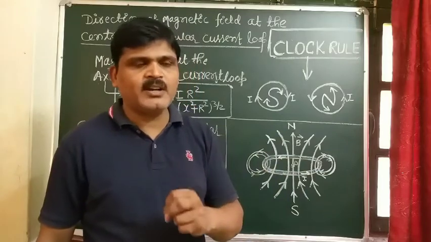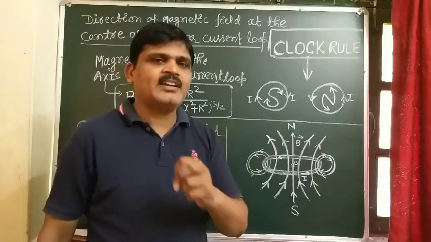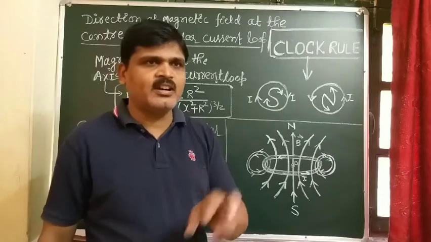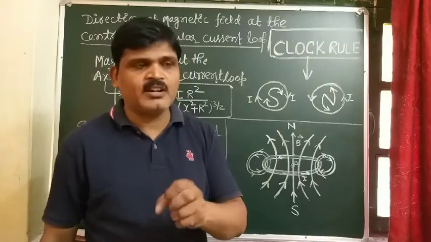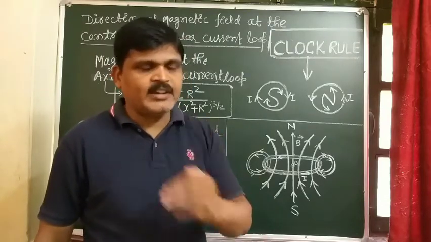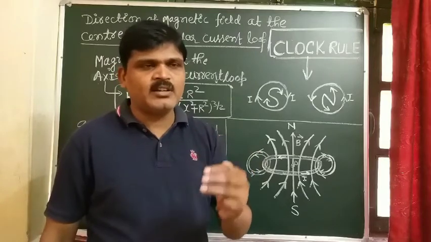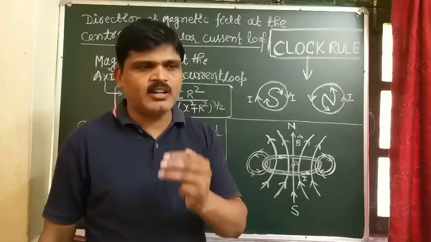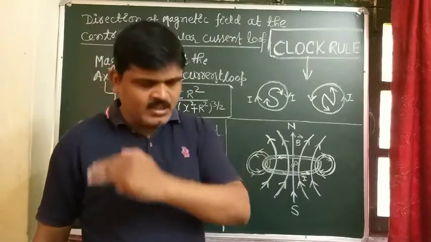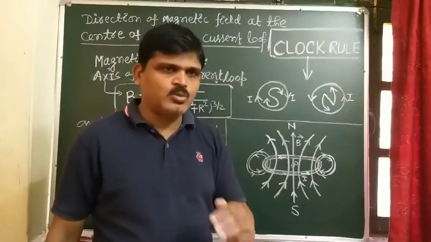So the magnetic field outside of the bar magnet, or current carrying conductor, or in case of a solenoid, the direction of the magnetic field lines outside of the bar magnet or solenoid is from north to south, but inside they will enter from south to north.